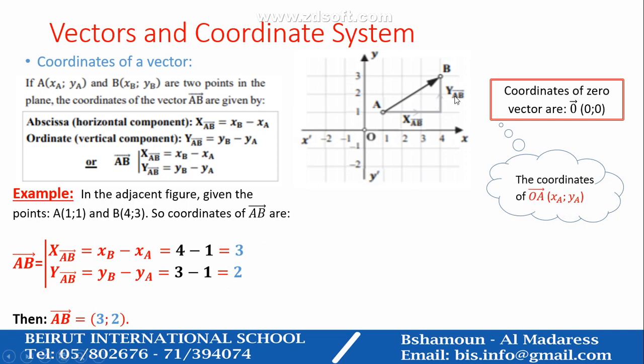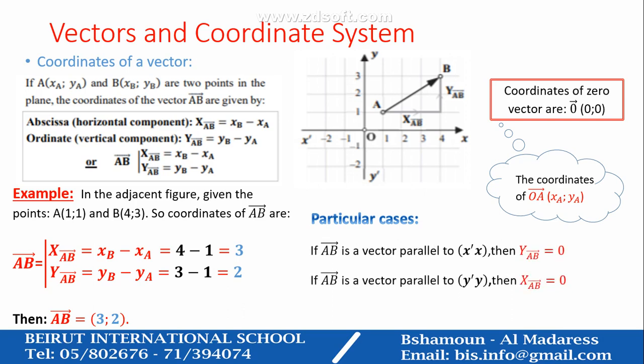So if we want to calculate, for example, vector OA, the coordinates of vector OA will be x of A and y of A, the abscissa of A and ordinate of A. There are some particular cases: if vector AB is parallel to the x-axis, then the ordinate of vector AB equals 0. And if vector AB is parallel to the y prime y axis, then x for vector AB equals 0.